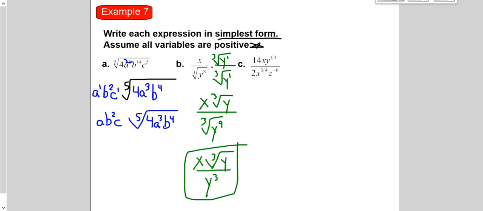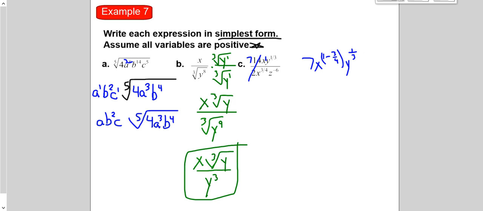Next one, here we go. 14 divided by 2 is 7. Then we have an x. No exponent here. Okay, we've got fraction exponents. Oh, goodness. A little harder to add and subtract, so we're going to write it out for now. 1 minus 3/4. And then a y. No y's on the bottom, so just that exponent stays the same. y to the 1/3 power.